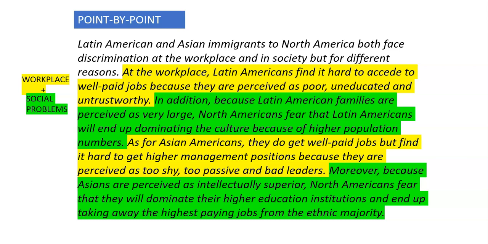Then after that, I'm going to start talking about the Asian Americans. But as you can see, I am going to again start with the workplace issue and afterwards move on to the social issue. So as for Asian Americans, they do get well-paid jobs but find it hard to get higher management positions because they're perceived as too shy, too passive, and bad leaders.